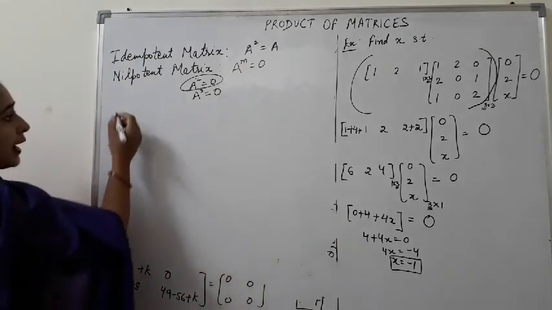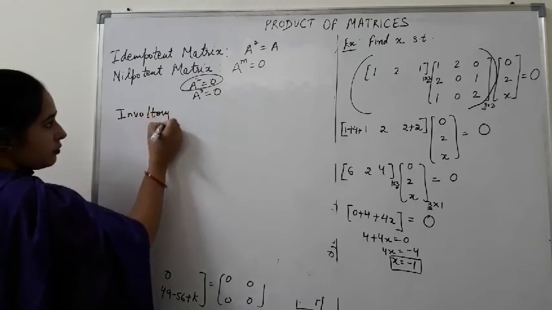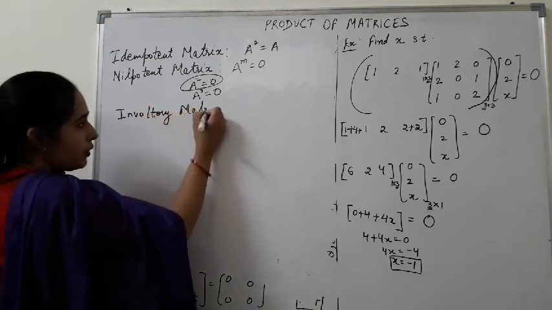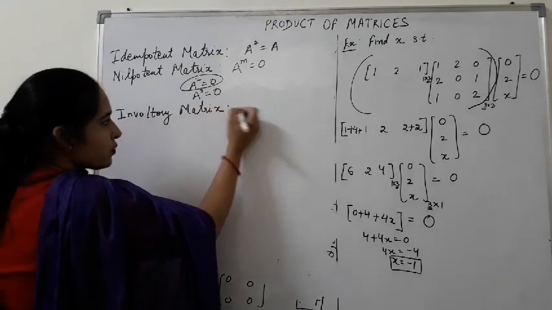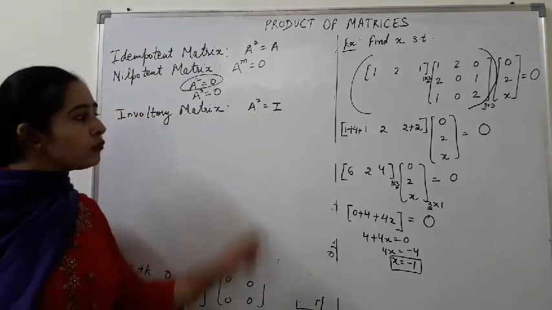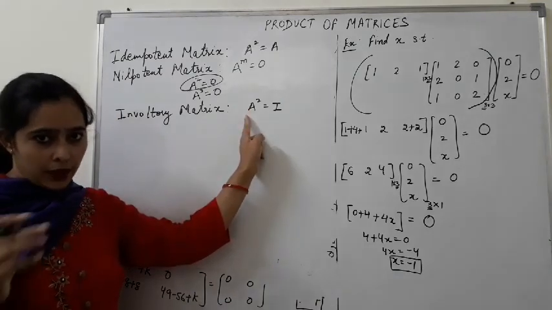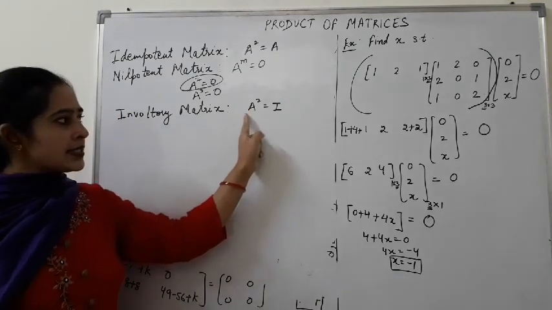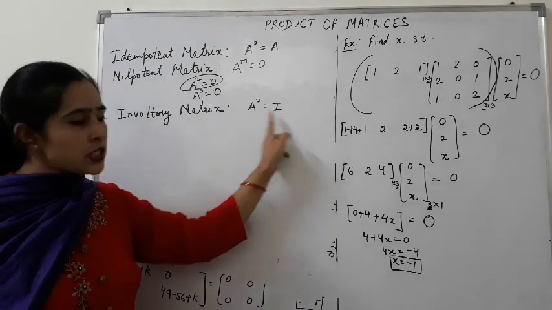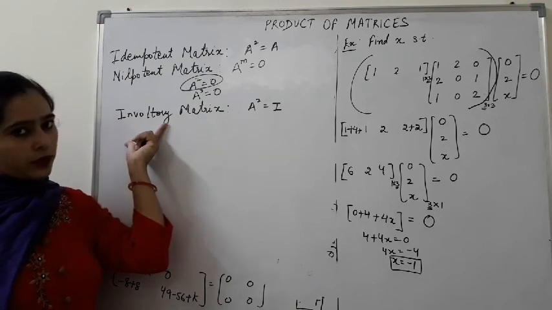Next is involutory matrix. Now what is an involutory matrix? A matrix for which A square is equal to identity matrix. If we find A square, that is multiply a matrix with itself, and the answer is identity matrix, then such type of matrix is known as involutory matrix.